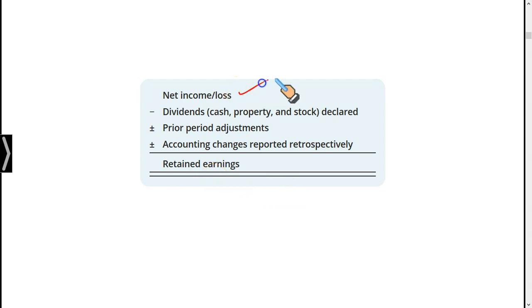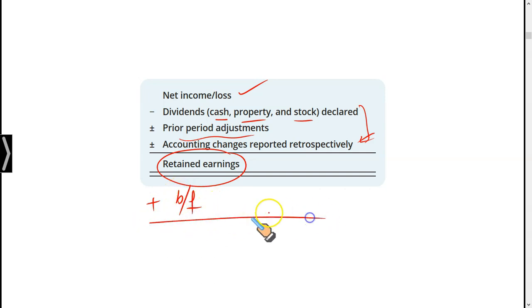Net income for the period, deduct any cash dividends or property dividends or stock dividends declared, add or less any prior period adjustments, add or less any accounting changes that are reported retrospectively. We will discuss these as we proceed. And this gives you the retained earnings for the period. To this, we add the retained earnings balance brought forward. And the total is the retained earnings balance to be carried forward, the new balance of retained earnings.